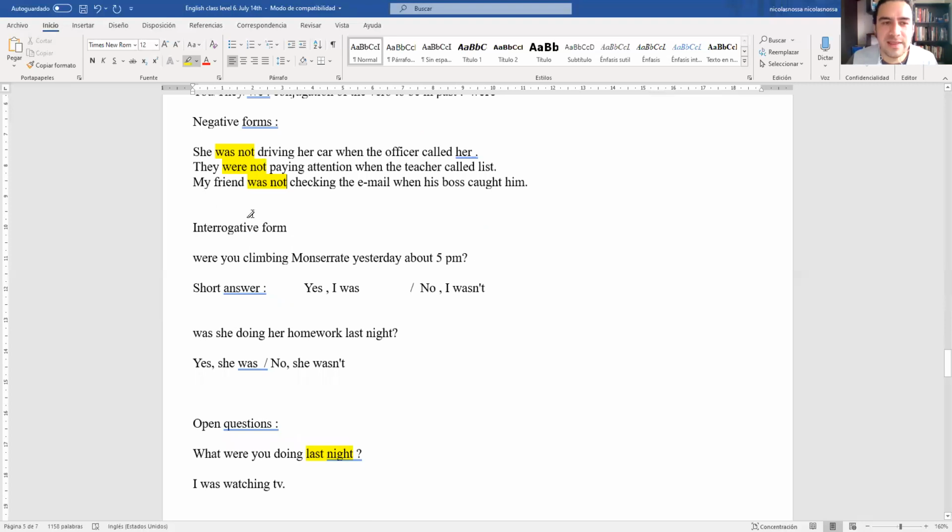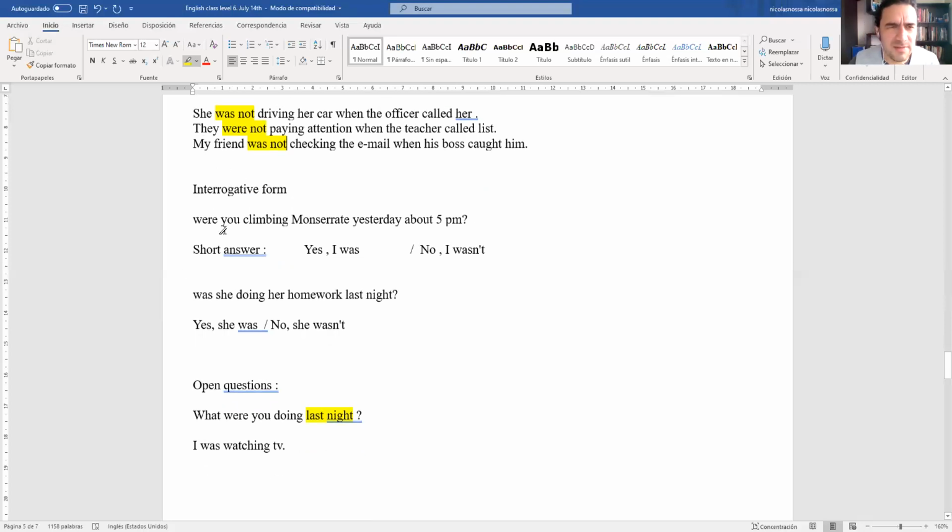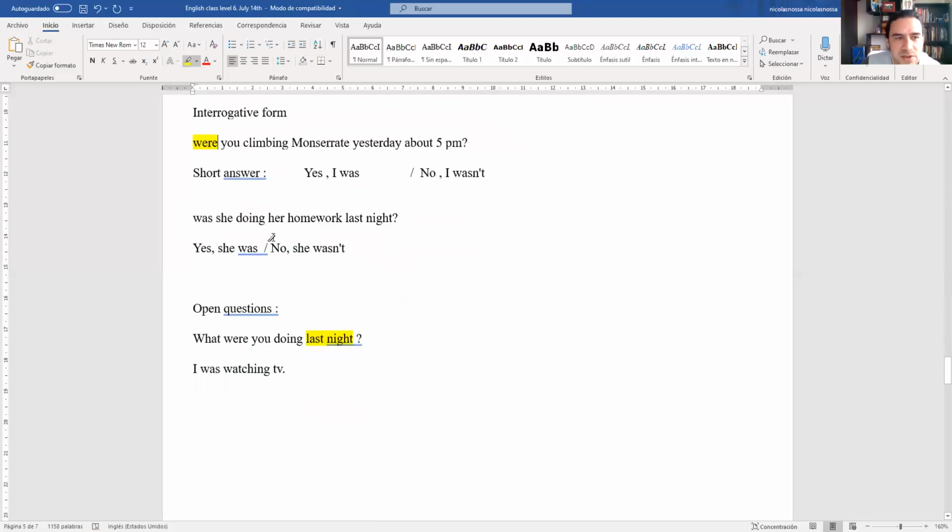Y si voy a hacer preguntas en past continuous, I just switch the position of the verb to be. Entonces, were you? Va primero el verbo to be. Were you climbing Monserrate yesterday about 5 p.m.? Short answers, yes, I was, or no, I wasn't. That would be a short answer for past continuous.